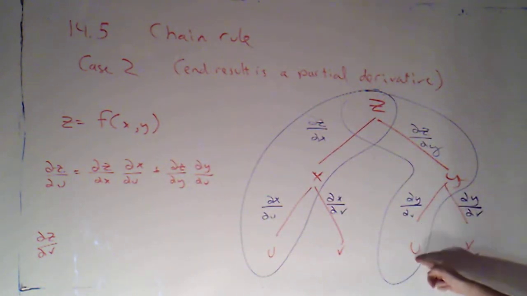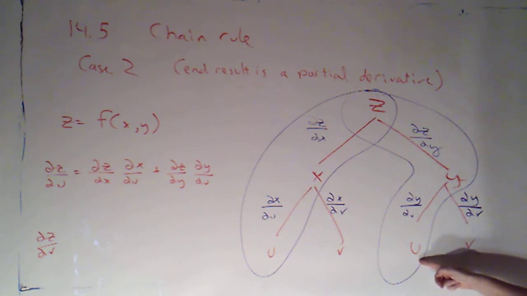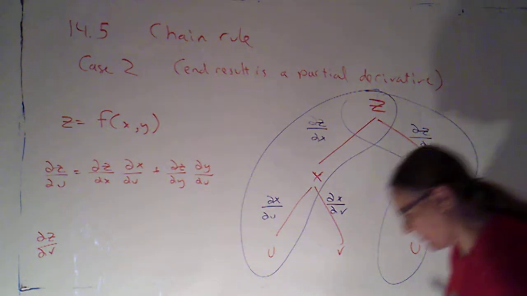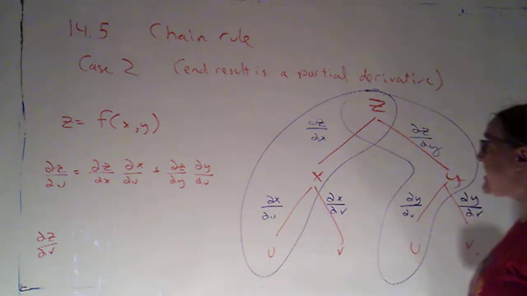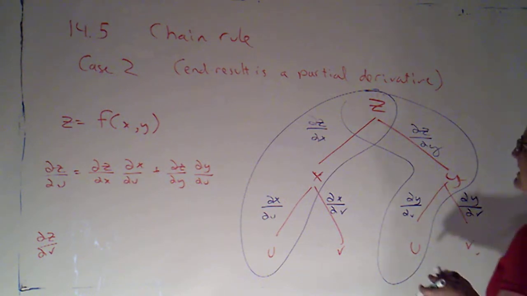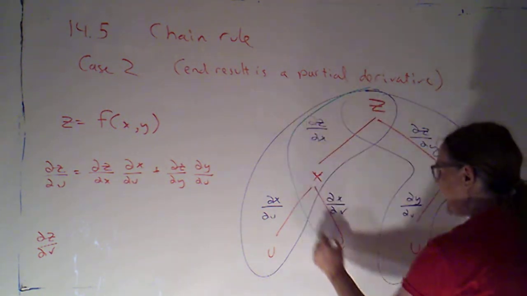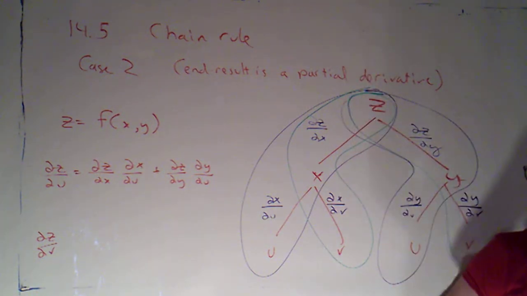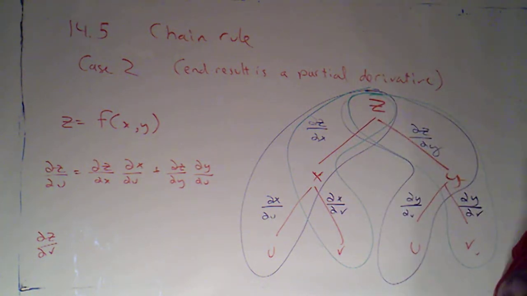That's the product of the partial derivatives along that path. And then, of course, if I wanted to calculate the partial of z with respect to v, now I no longer care about the paths that connect z to u. Now I would care about these paths that are connecting z to v.